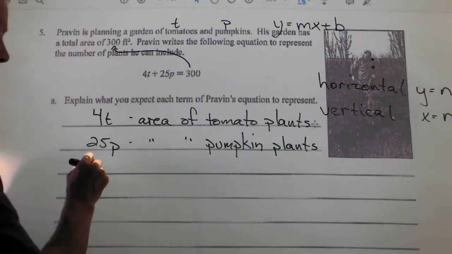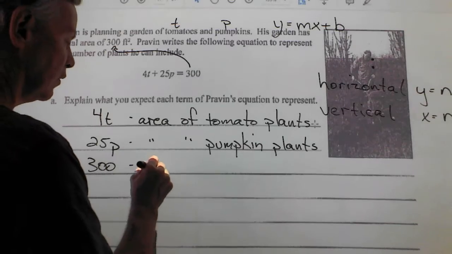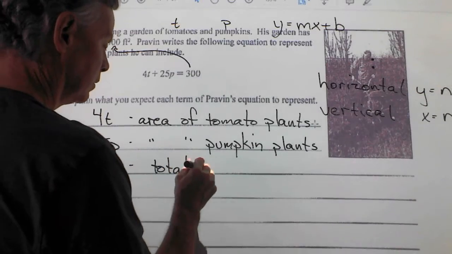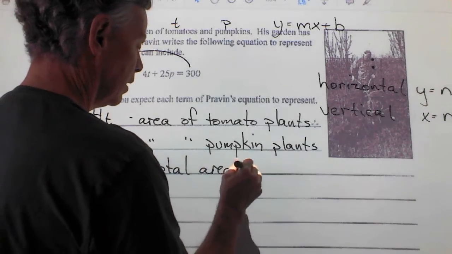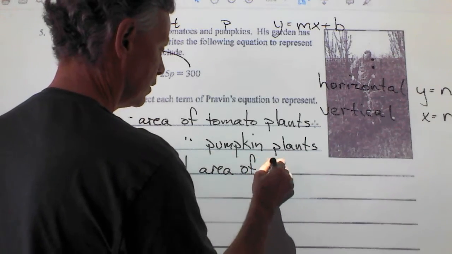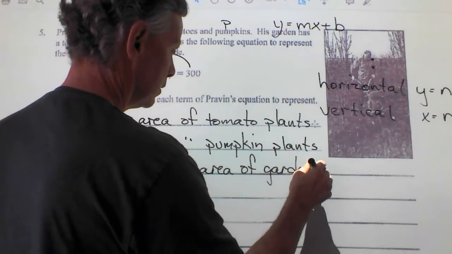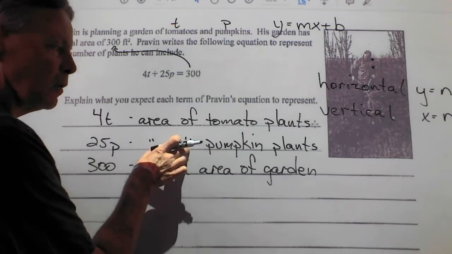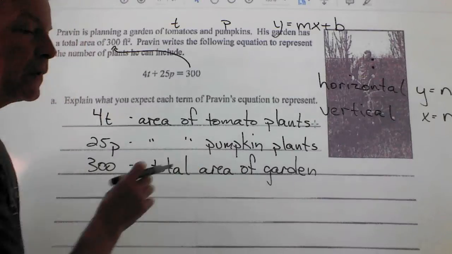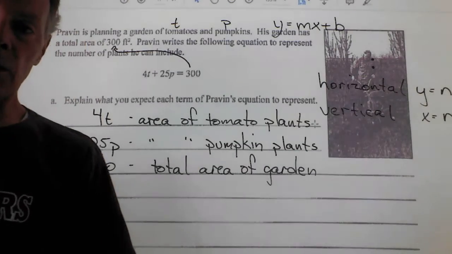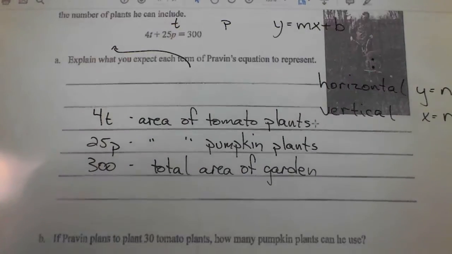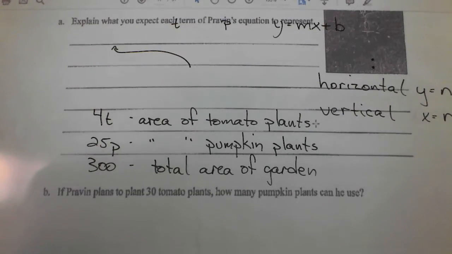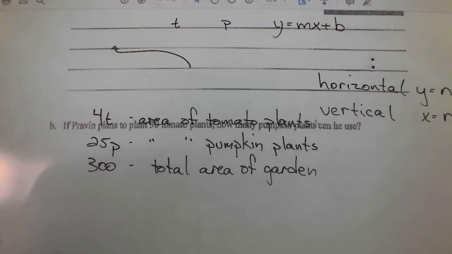And our 300 is the total available area. So the total area of the garden. Okay, so if we take the total area of tomato plants, if we add to that the total area of pumpkin plants, that will give us the total area of the garden. If Pravin plans to plant 30 tomato plants, how many pumpkin plants can he use? So in other words, what are they saying to us?